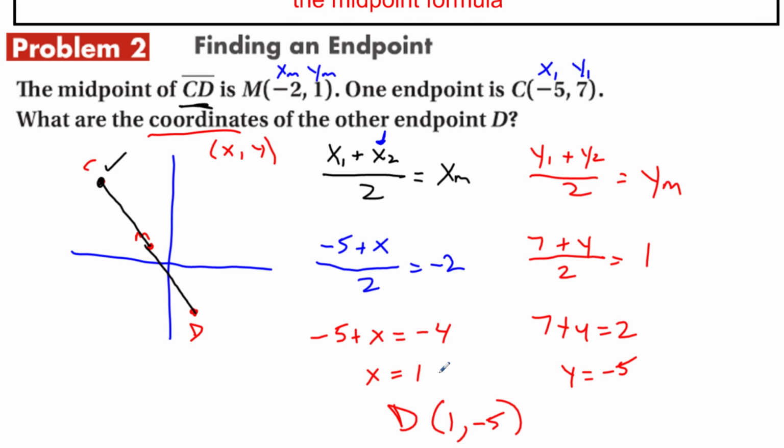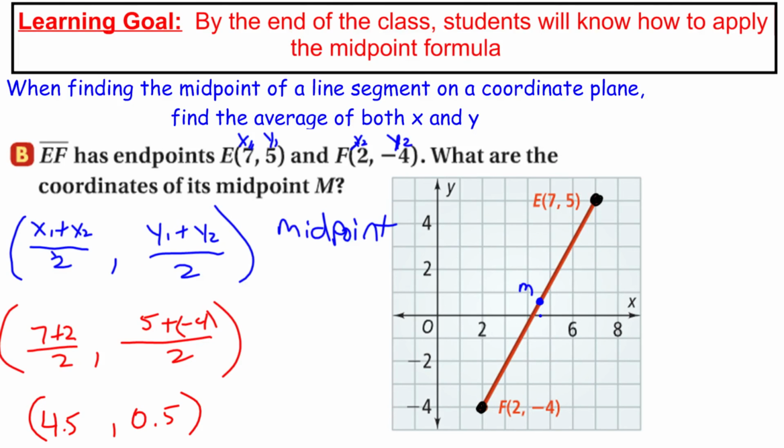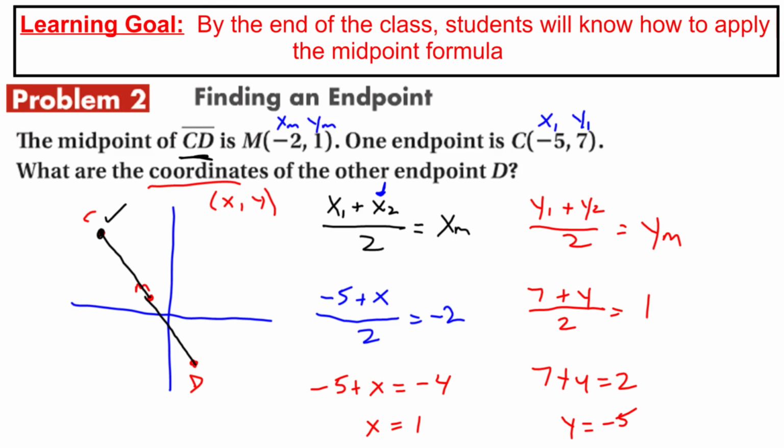So we should be able to use this formula both ways. Either be given both of the endpoints and calculate the midpoint, which is just plugging into the formula, finding the average of the x's and the average of the y's. And we should also be able to be given a midpoint and calculate one of the endpoints when we know the other one.